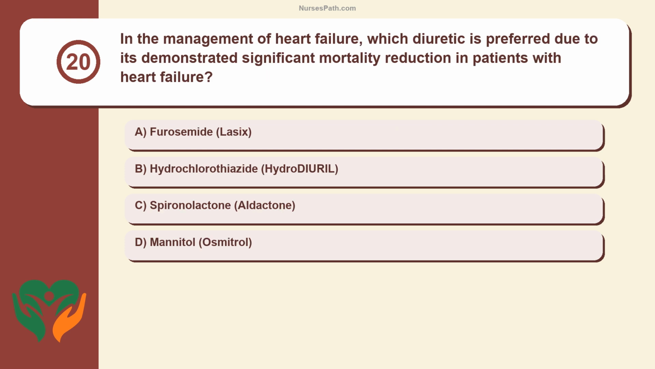Question 20. In the management of heart failure, which diuretic is preferred due to its demonstrated significant mortality reduction in patients with heart failure? A. Furosemide, Lasix. B. Hydrochlorothiazide, Hydrodiuril. C. Spironolactone, Aldactone. D. Mannitol, Osmitrol.